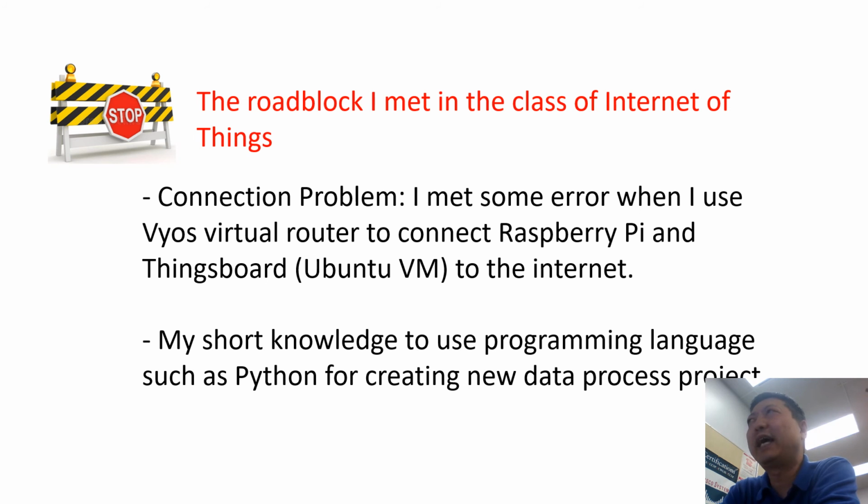The notes below are what I made in the class about IoT connection problems. I made some errors when I used the BIOS virtual router to connect the Raspberry Pi and the ThingsBoard Ubuntu VM to the internet. Another problem is my limited knowledge of programming languages such as Python for creating new data processing projects.